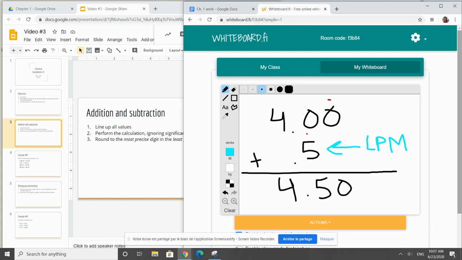So now I round to the most precise digit on the least precise measurement, which means I need to round to the tenth place. So when I perform this calculation, my final answer here is 4.5.